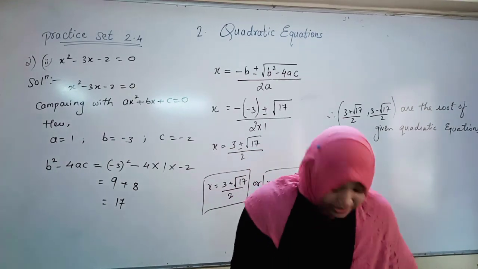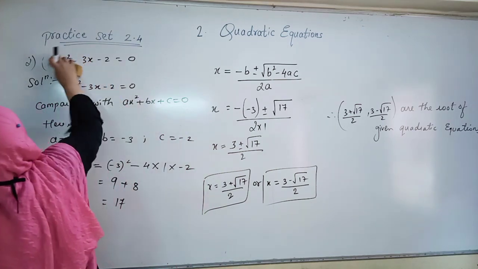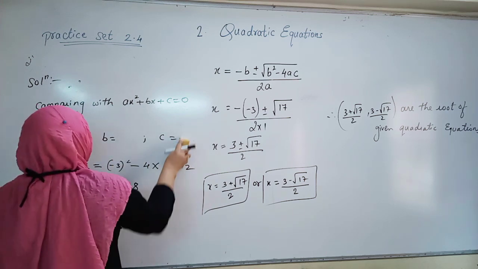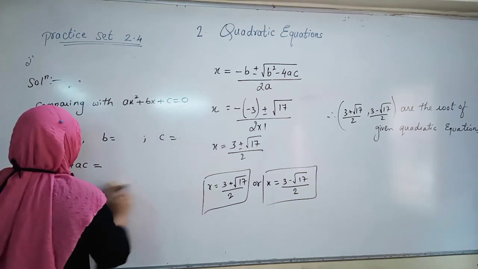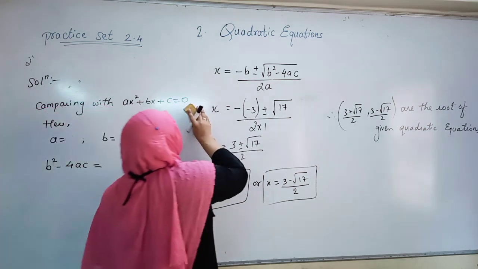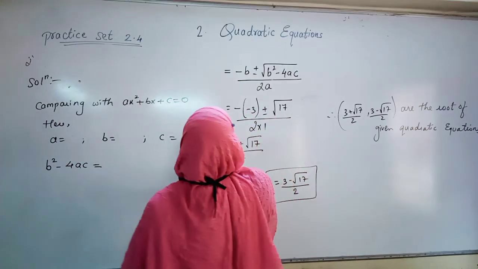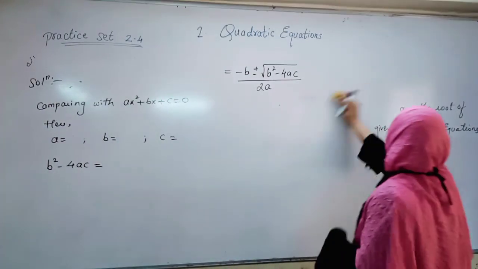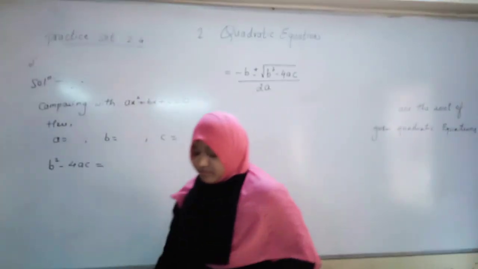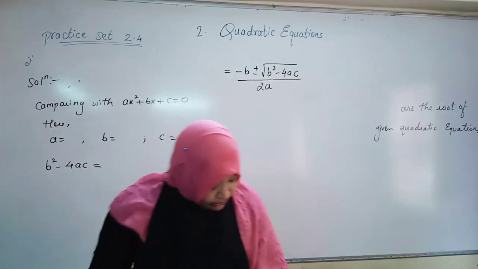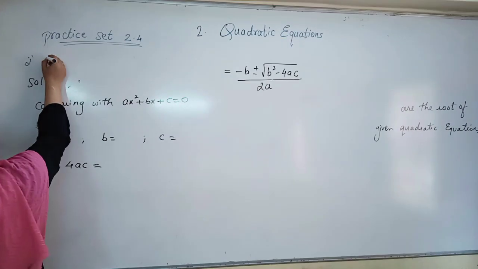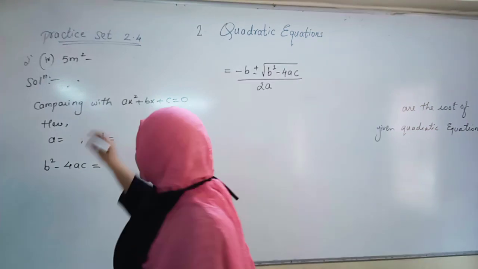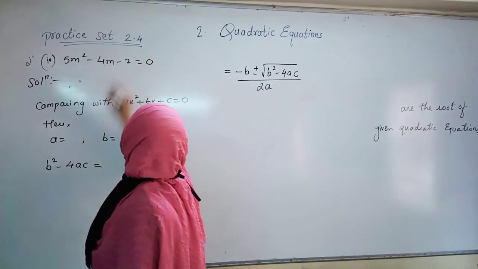Let's start the next question. Should I go to question number 4 for you? Question number 4. Okay. What is question number 4? 5m square minus 4m minus 2 equals to 0.